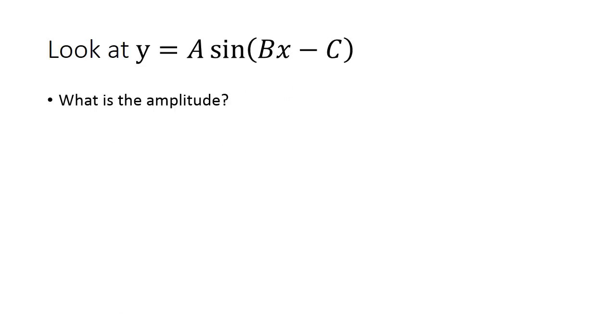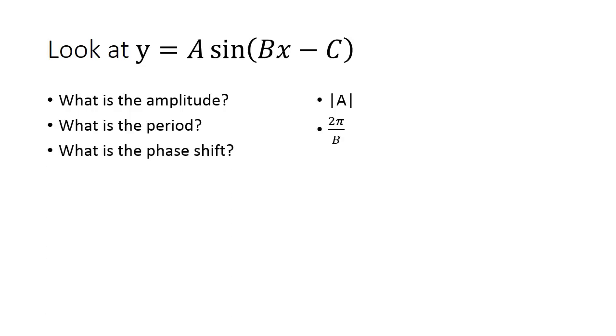What is the amplitude? Well, you might recall, if you say it's A, you're almost right. Amplitude is the absolute value of A, because amplitude can't be negative. What's the period? Well, the period makes you do a little bit of a calculation. Whether it's sine or cosine, you're going to take 2 pi and divide it by B. 2 pi divided by B will give you the period of this function. And that mysterious phase shift will be C over B.